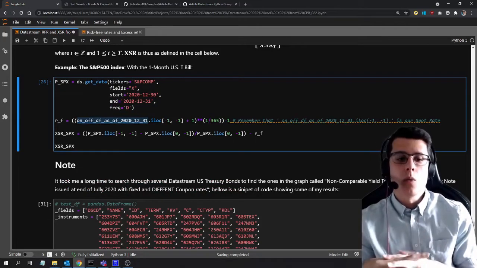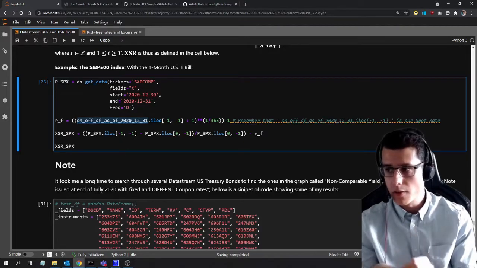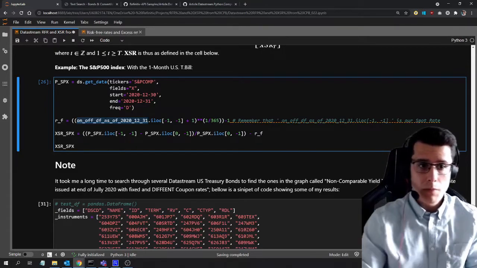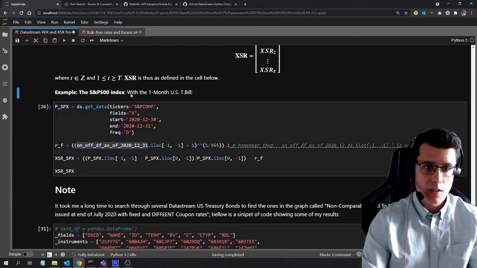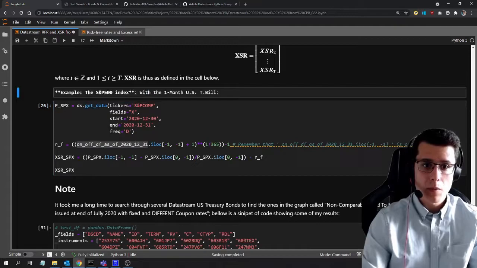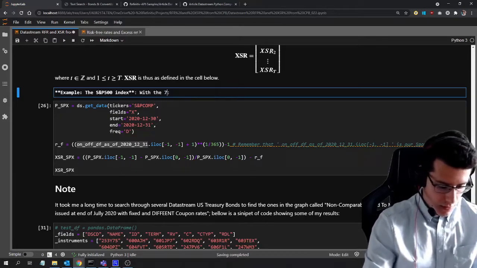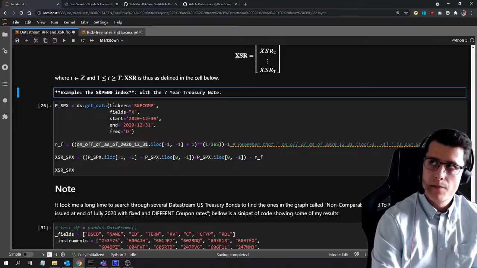Now there's a question here. Why am I using the spot rate, that last spot rate, as opposed to another one? You can use any, right? Yeah, it's quite simple. But we should explicitly say that out loud. So here the example is S&P 500 with the, what are we using here? We're using the 7-year Treasury note. That's right.